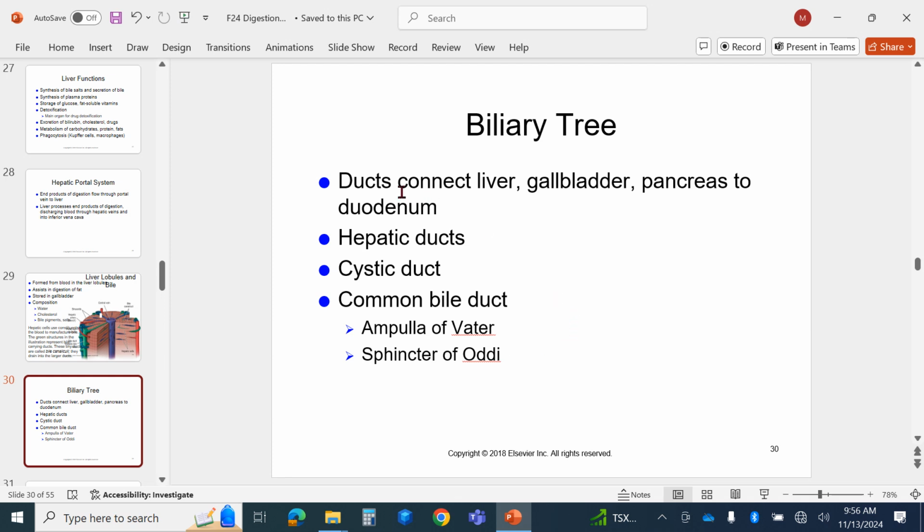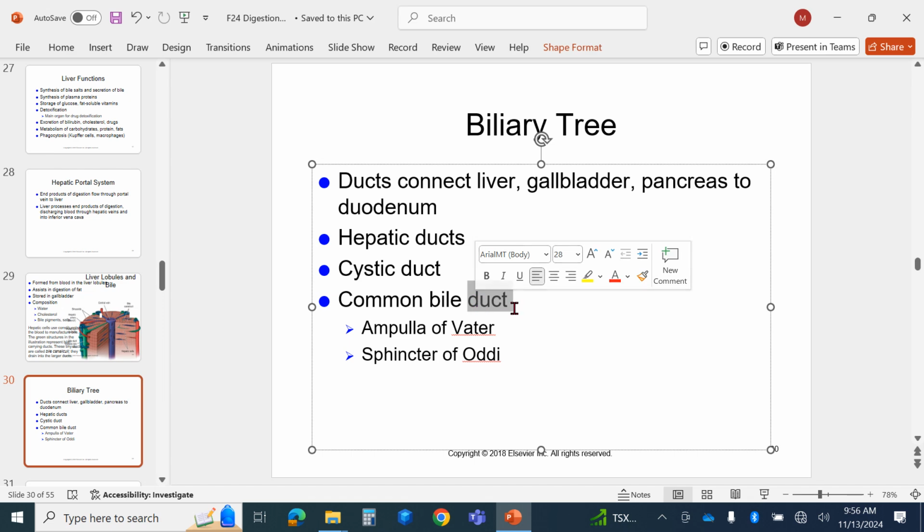The biliary tree: the ducts that connect the liver, gallbladder, and pancreas to the duodenum. Hepatic ducts, cystic ducts, common bile ducts. If you remember, endocrine glands do not have a duct. Exocrine glands do have a duct. And a duct is just a throughway, a segment that allows for the excretion of something from one place to another. An endocrine gland does not have a duct, so if it produces something, there's no real throughway for that chemical to get from A to B.